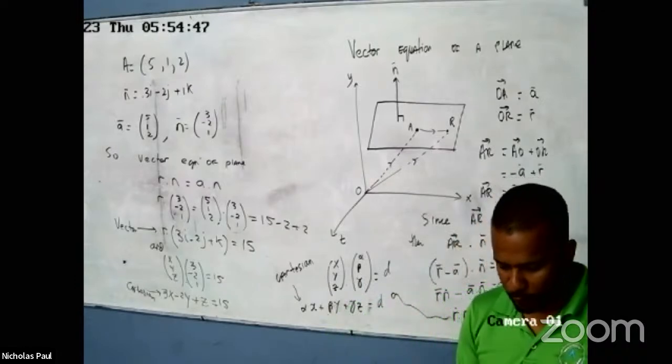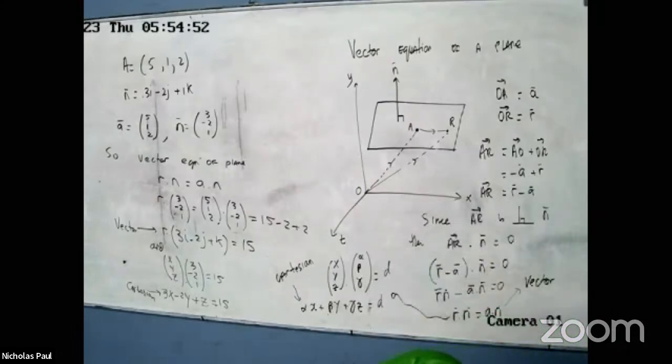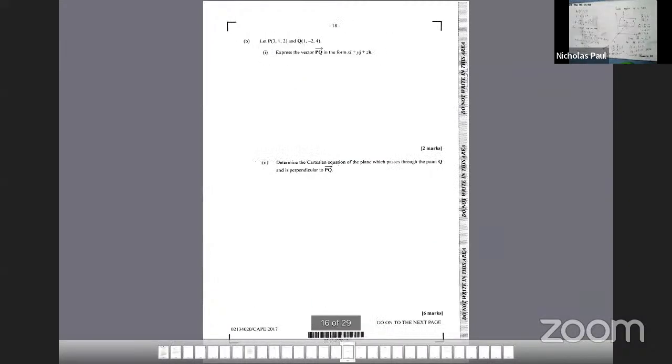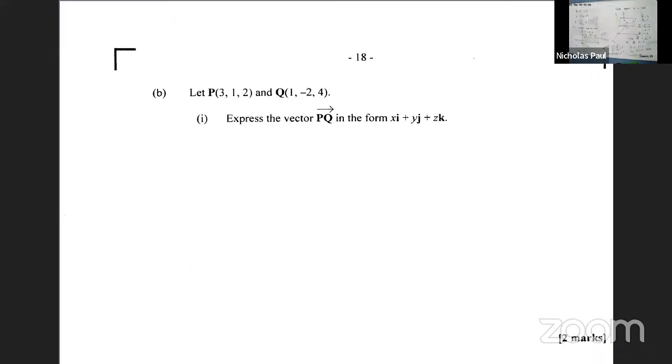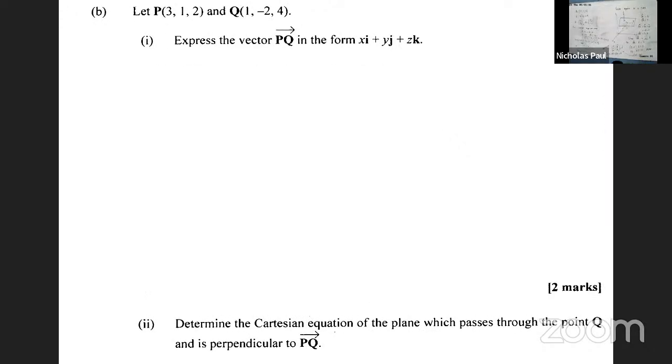Right, let's try 2017, number 4. Find PQ and then find the Cartesian equation of the plane through Q and perpendicular to PQ.